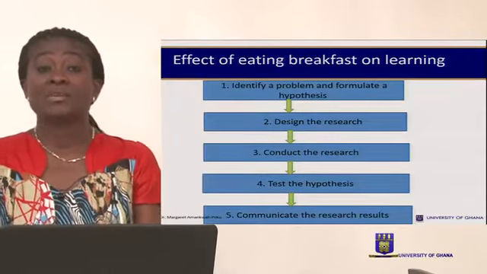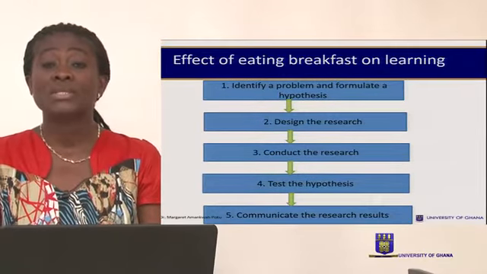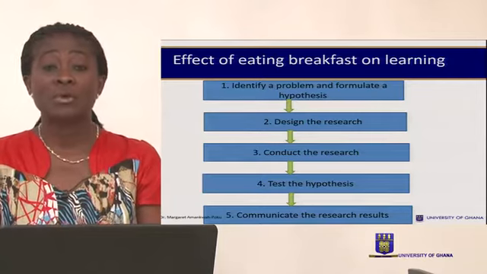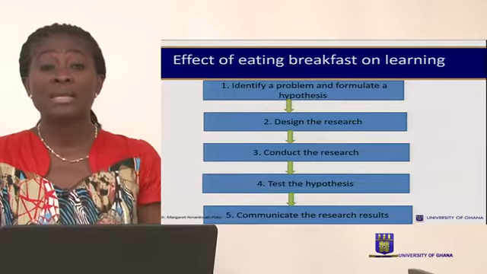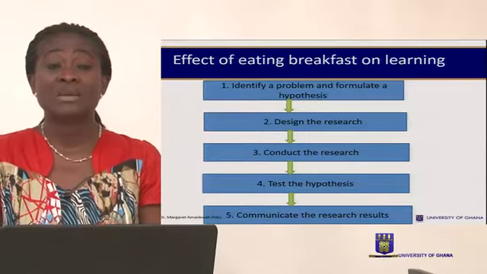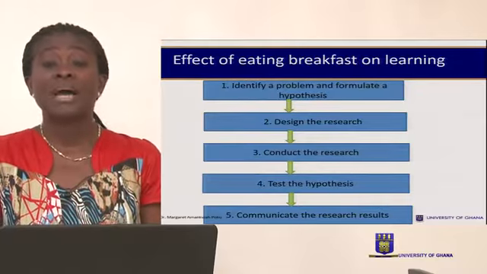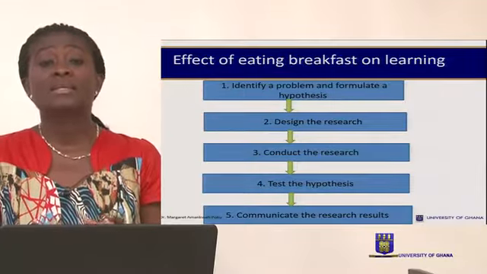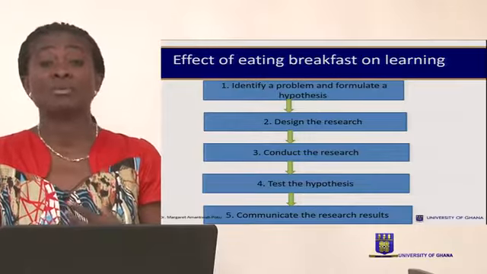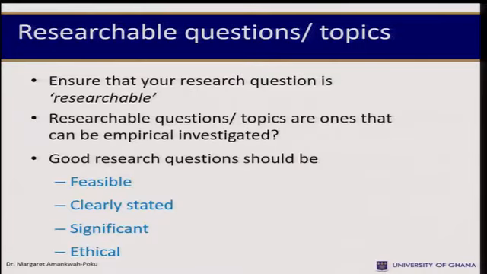So this brings me to the end of steps in scientific methodology. I'll move on to talk about the last thing in this session, which is researchable questions. I'm going to briefly give you examples of researchable questions, because sometimes when we phrase our research questions, we phrase them in such a way that it's difficult to be able to actually investigate them. Remember I said when you identify a problem, you need to refine the problem. So let's see some researchable topics and topics that may not be researchable because of the way they have been put. So ensure that your research question is researchable, as I have said.